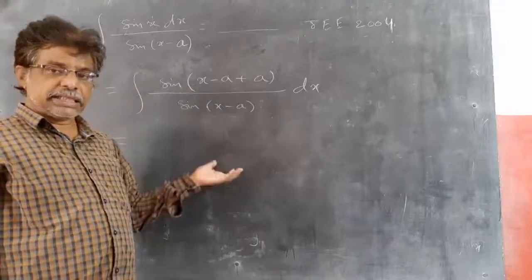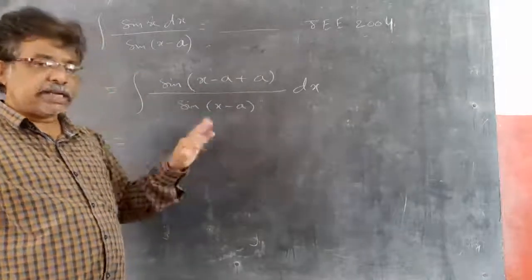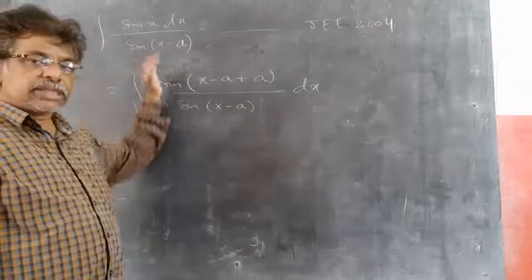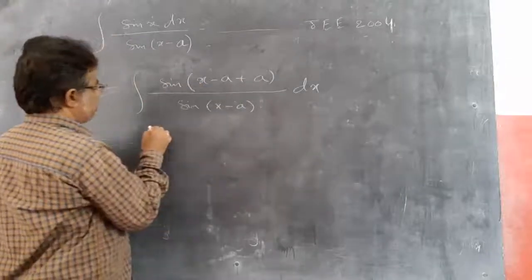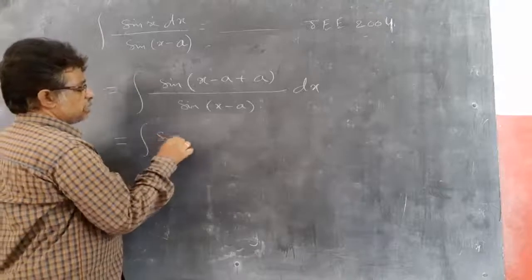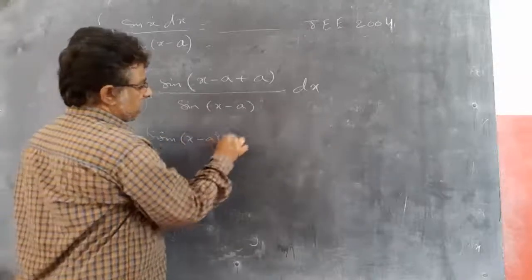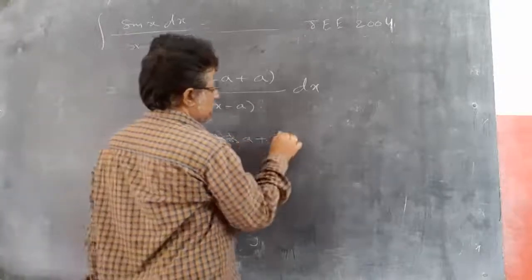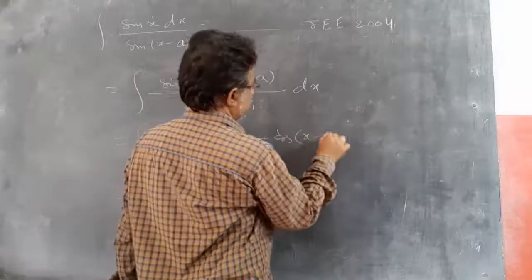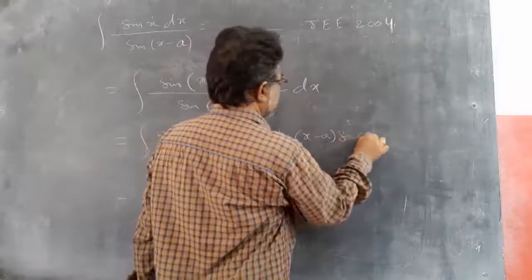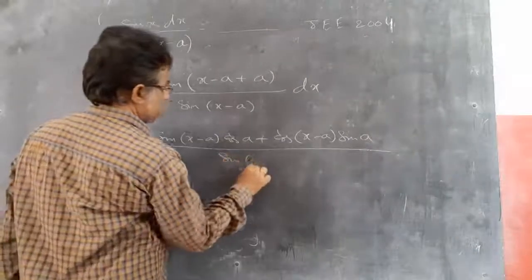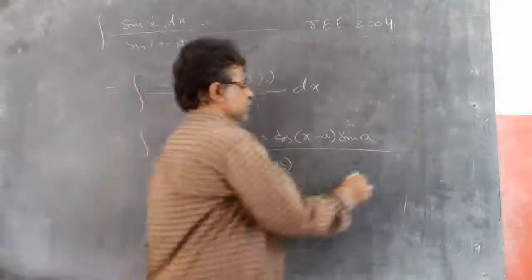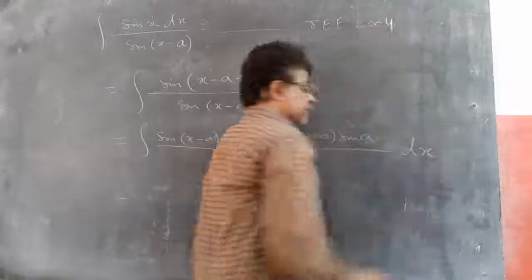In this method, in this sum, you should do this method only. That's why for both of the sums, I am telling you the same method. Now this becomes the sin of a plus b formula. Same method, no change: sin a cos b plus cos a sin b, divided by the denominator, sin of x minus a dx.